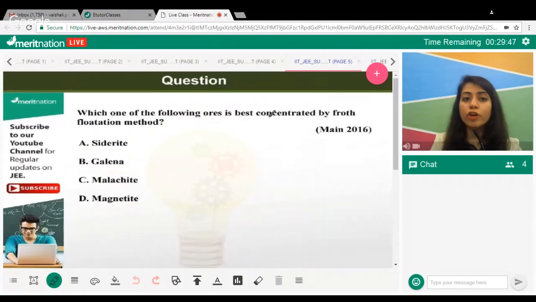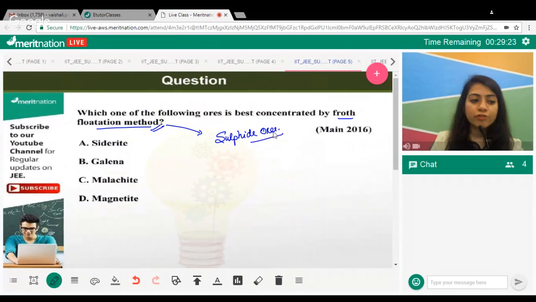Which one of the following ores is best concentrated by the froth flotation process? So you need to know what the froth flotation process is and for which type of ores it is used. Froth flotation is a type of concentration process and it is used for the concentration of sulfide ores. First of all you need to know this. Secondly, you need to know the formulas of all of these and in which of them sulfide is present.